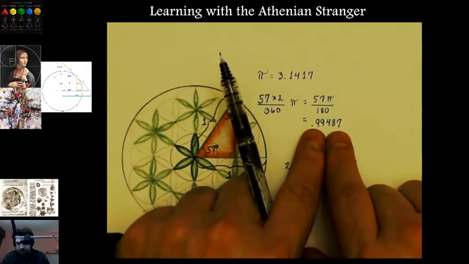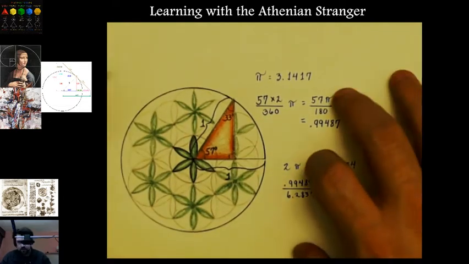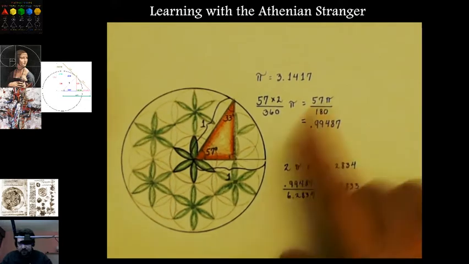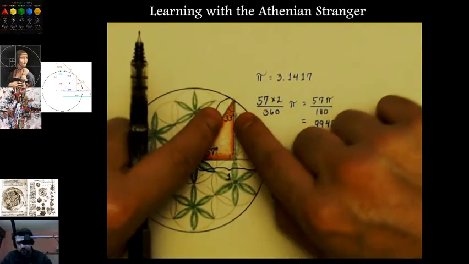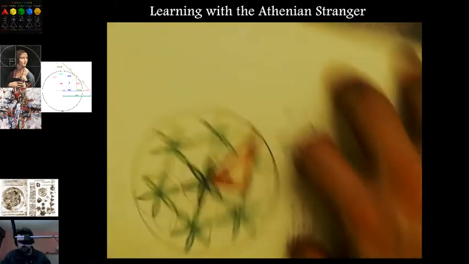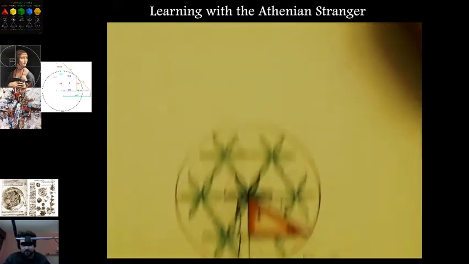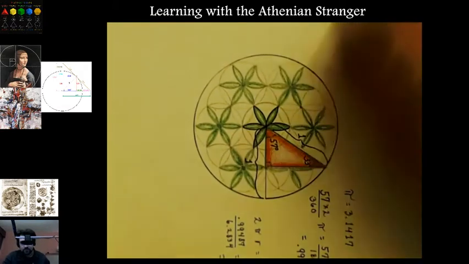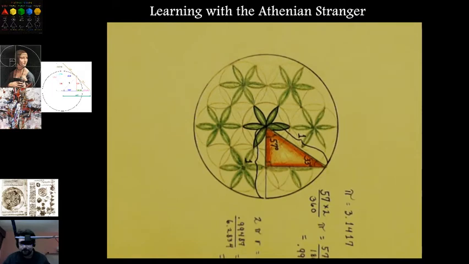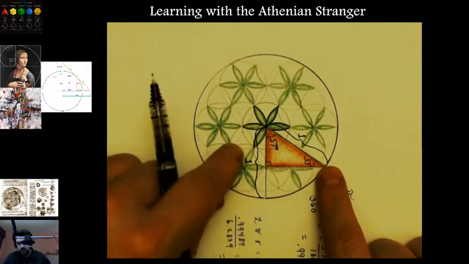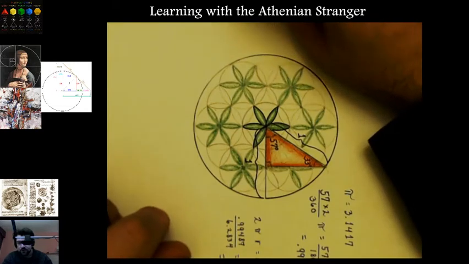That's the radian measurement. So, in order to proceed, I need to find the radian measurement for 33 degrees. Because now I'm thinking about it like that. So I need the radian measurement for 33 degrees.